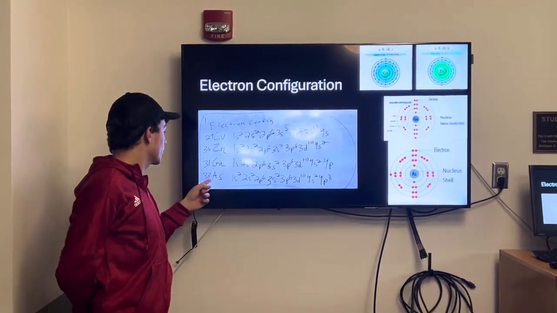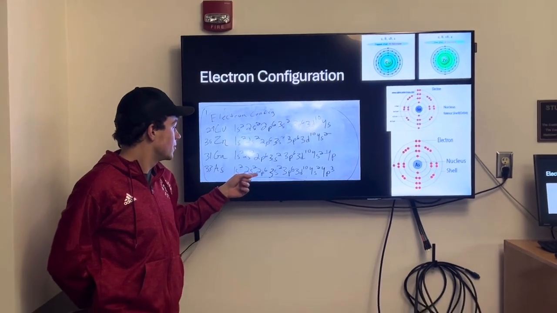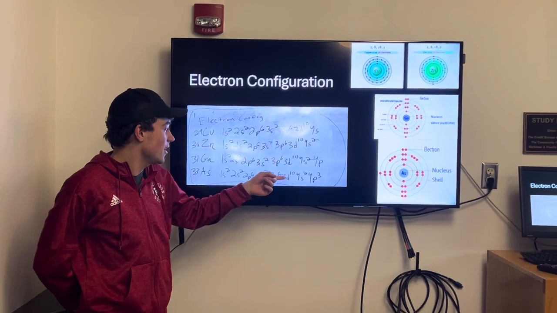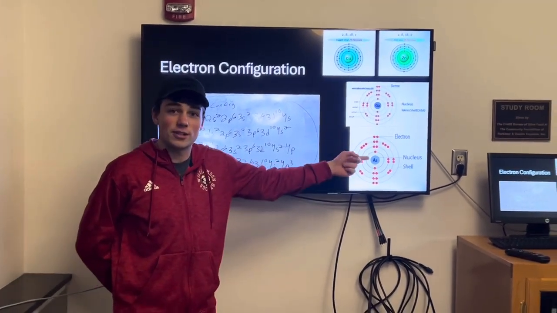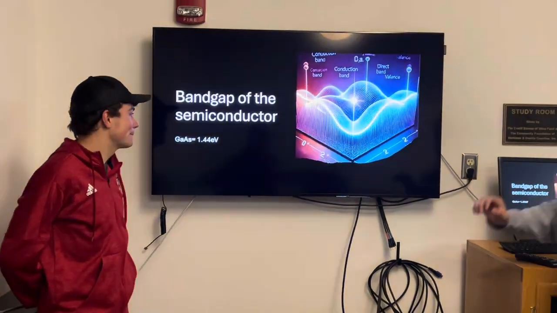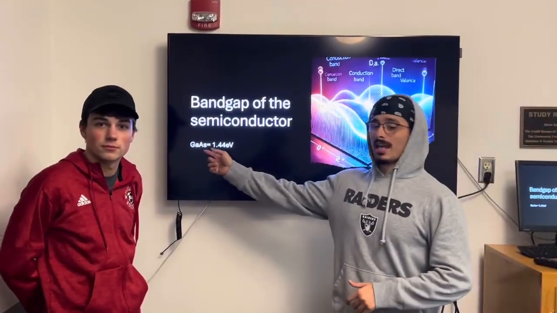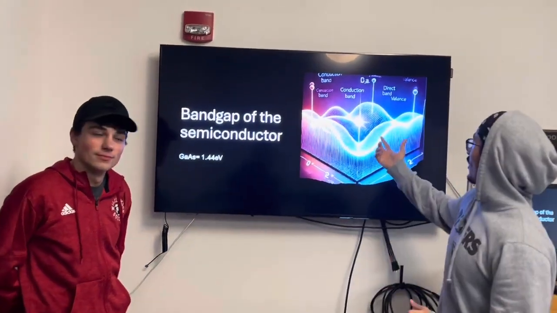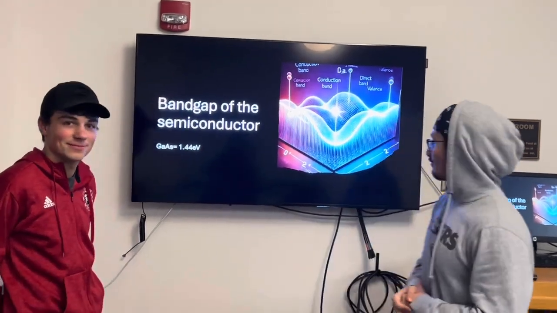And then for our last one, arsenic, 1s2, 2s2, 2p6, 3s2, 3p6, 3d10, 4s2, and 4p3, and then our last examples right there. So the band gap of our semiconductor, gallium arsenide, is 1.44 eV. This is our beautiful band gap image generated by AI.